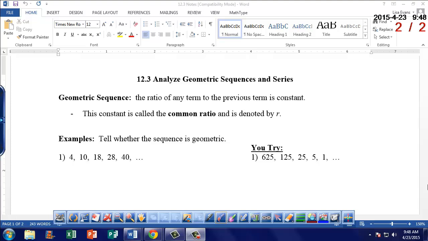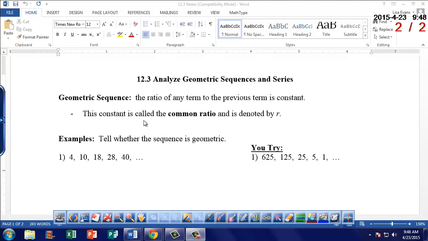Now, a geometric sequence is when the ratio of any term to the previous term is constant. You're still going to go in the same order we did when we did arithmetic and subtraction. You're going to do the second term divided by the first term, the third term divided by the second term.